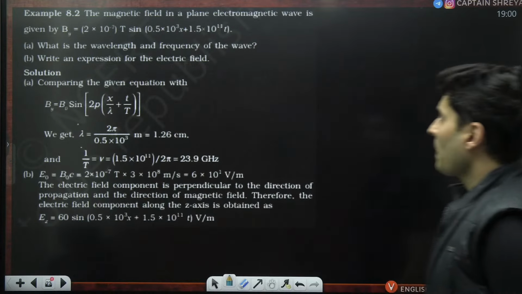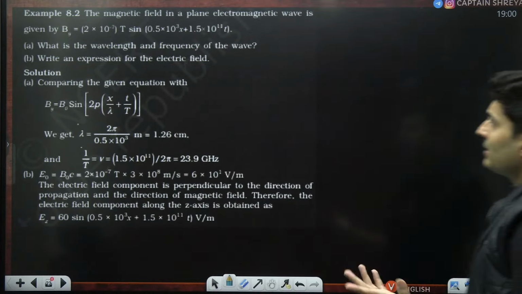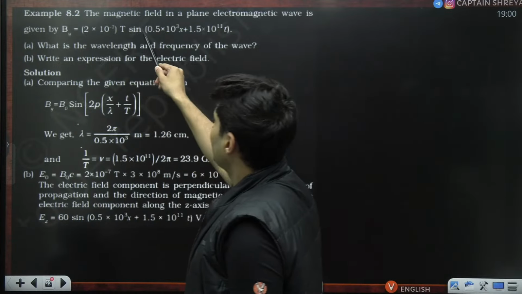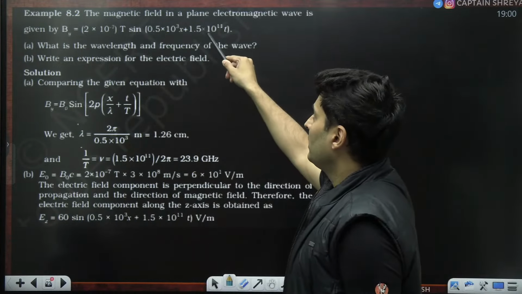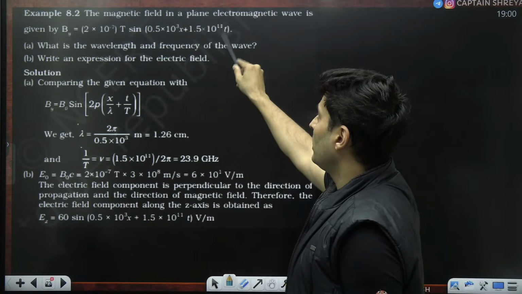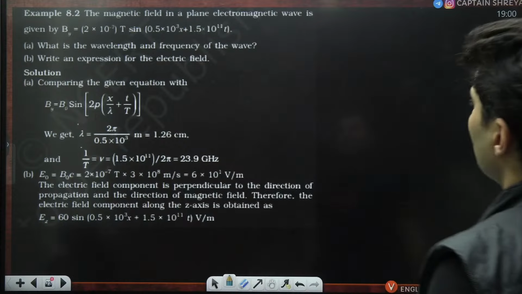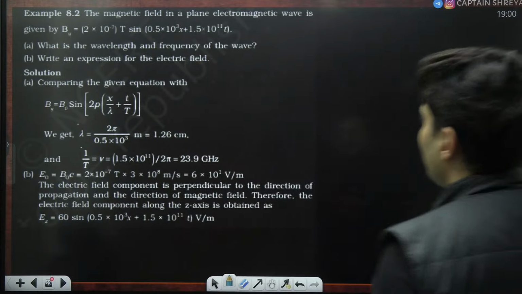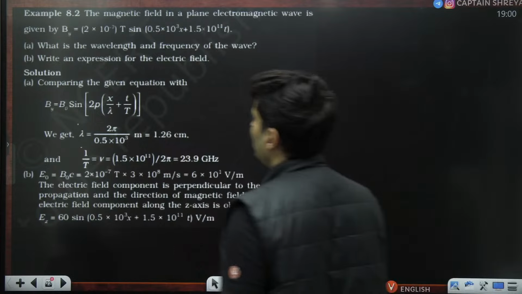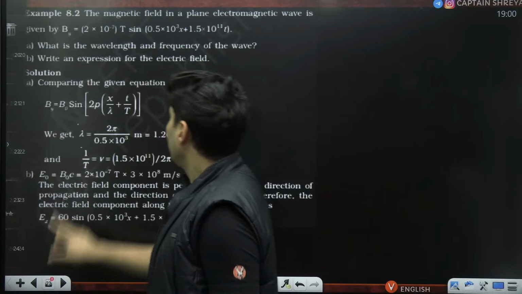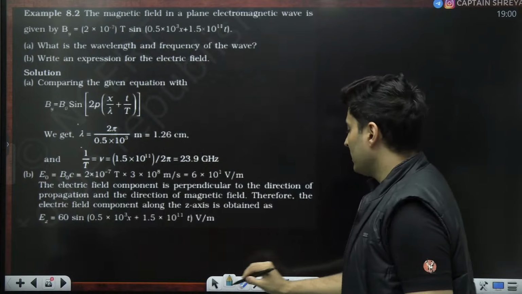Next question. The magnetic field is given by 2 × 10^-7 sin(0.5 × 10^3 x + 1.5 × 10^11 t) T. What is the wavelength and frequency? Write an expression for the electric field. Okay, let's do it step by step. First, let's find the wavelength and frequency.